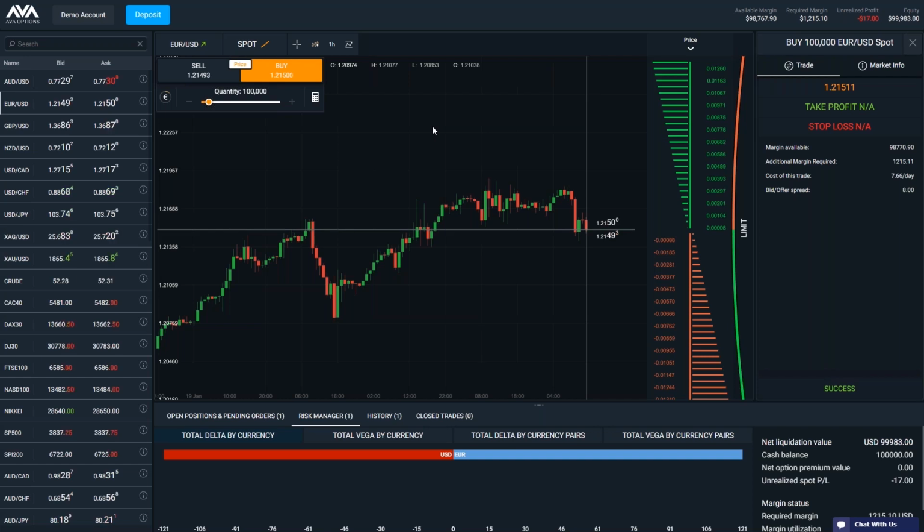Same look and feel, proprietary screens, but the main objective here is to make options easy to understand, but still powerful for the professional traders as well.